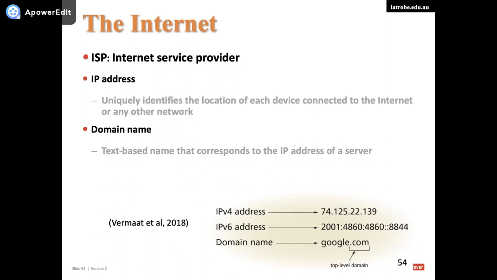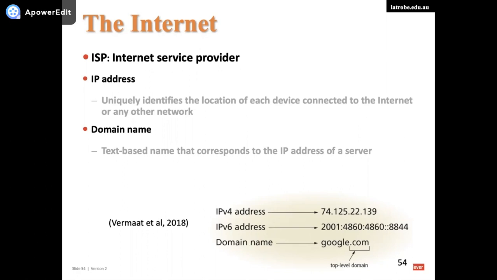For example, Google. Google is the domain name. Actually, when you type google.com in your browser, there are many other operations behind it to find the corresponding IP address, and then the IP address is used to go to google.com. So I will show you one example. If we want to visit google.com, we just need to type in Google's address, right? Then we can visit the Google website.